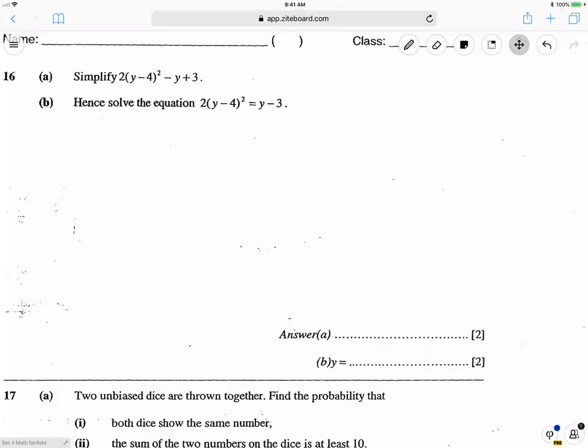Okay, let me write out the answer so you can check. And there's actually a match going on right now. Uruguay versus Russia. Doesn't matter.